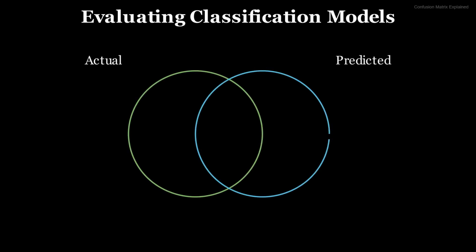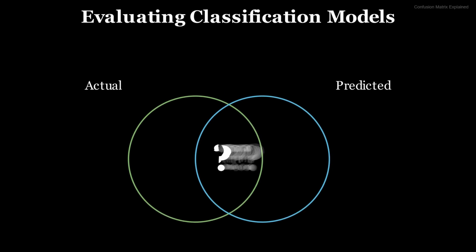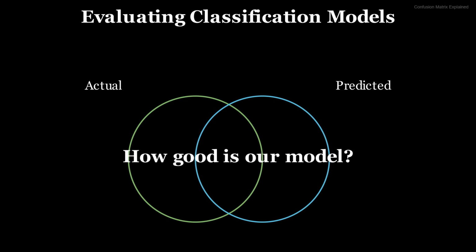When we build machine learning models, especially for classification tasks, we need a way to truly understand how well they perform. A simple accuracy score often isn't enough to tell the whole story. We need a more nuanced tool to reveal where our model excels and where it struggles, which is precisely where the confusion matrix comes in.